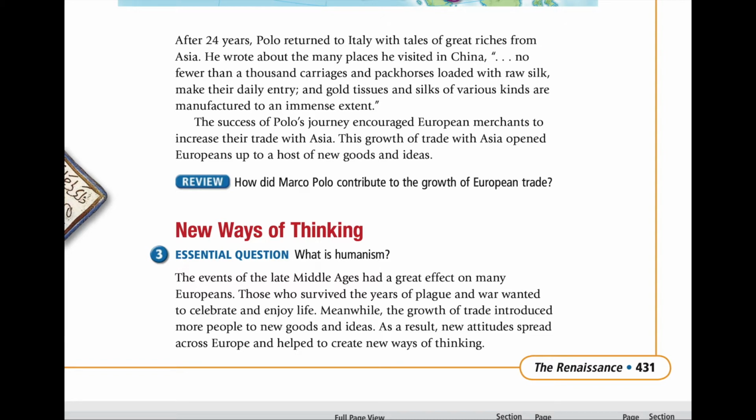The success of Polo's journey encouraged European merchants to increase their trade with Asia. This growth of trade with Asia opened Europeans to a host of new goods and ideas.